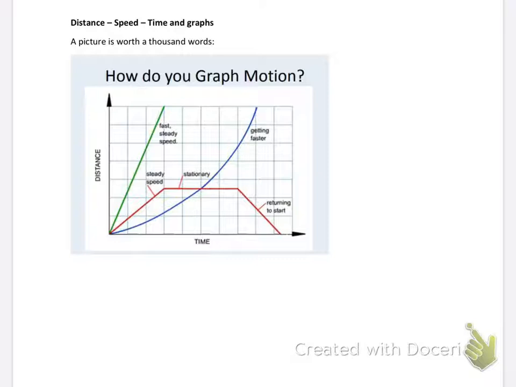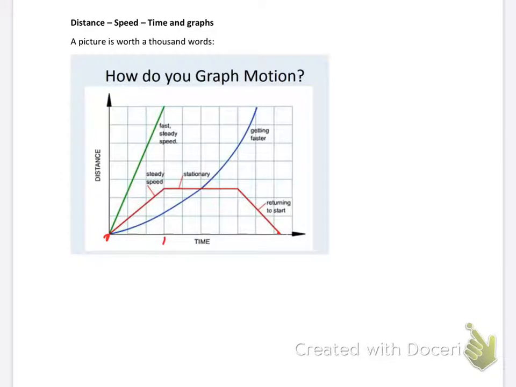Okay, the red one is interesting because you have a story going along with this. You initially travel from this point to whatever time this is going to be at a steady rate. Then you don't travel, but time still passes. And then you're traveling a negative distance. You're traveling back home, and you're going to end up back at the start.